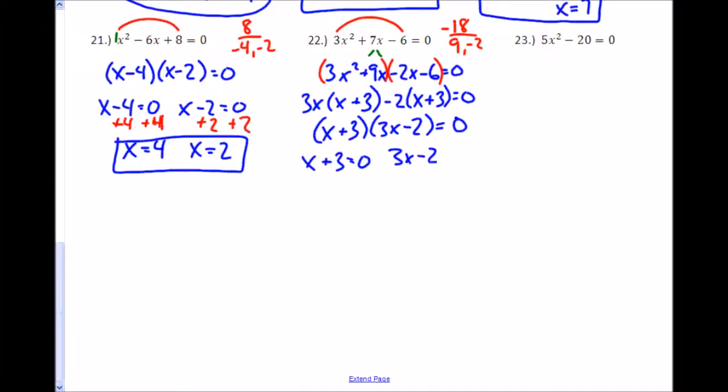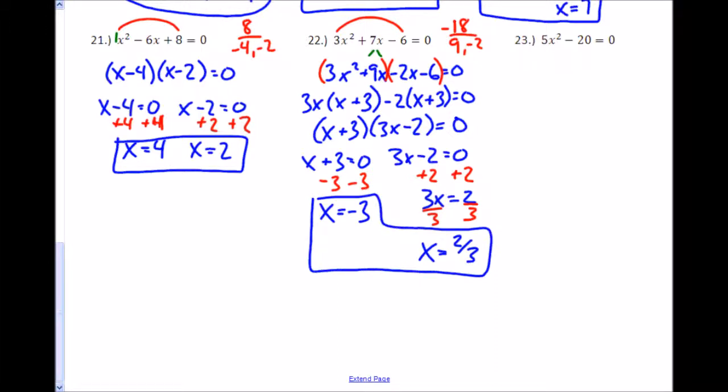I set each factor equal to 0. And now I'm going to solve each. So this first one, I'm going to subtract the 3 from each side. So that gives me x equals a negative 3. The next one, I'm going to add the 2 to each side, which leaves me with 3x equals 2. And now I divide each side by the 3. And I'm just going to leave this as a fraction, as x equals 2/3.